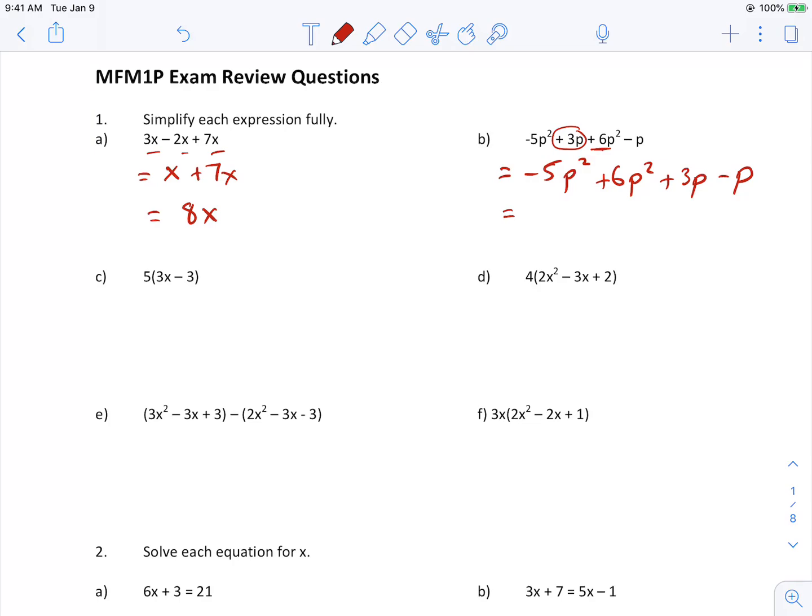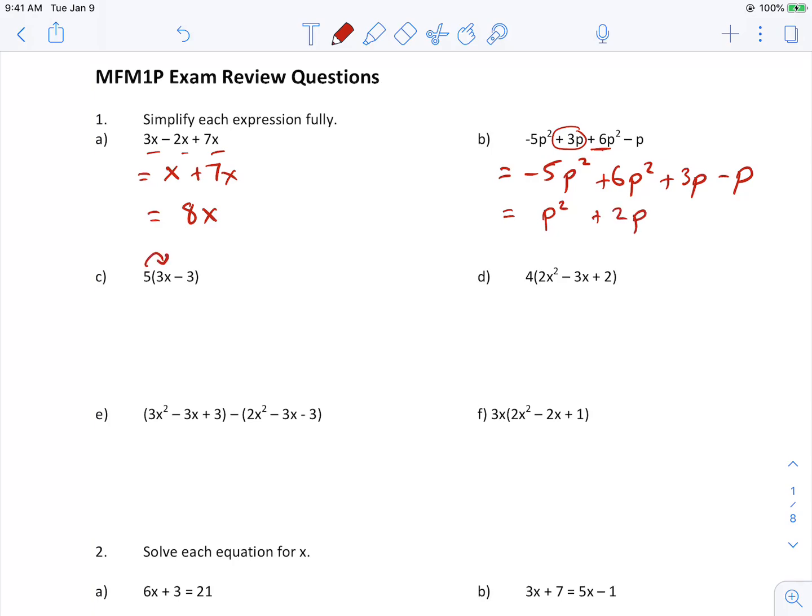Next, we're going to say minus 5p squared plus 6p squared. So you look at minus 5 plus 6. Minus 5 plus 6 on your calculator is going to give you 1. So we don't really write the 1, we'll just write p squared. And then we have 3p minus 1p. So 3 minus 1 is going to be 2p.